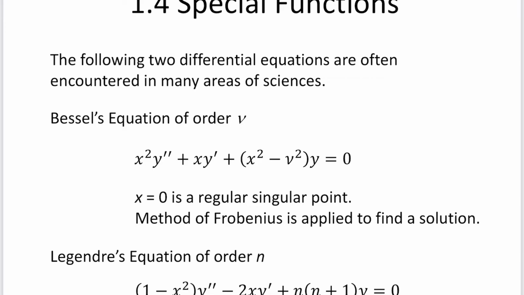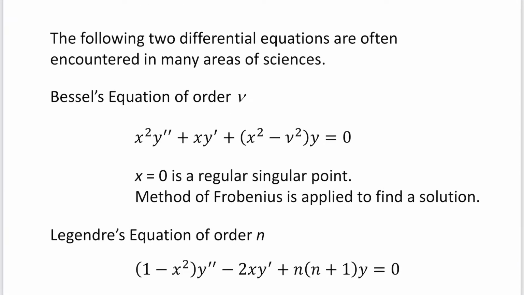Bessel's function is a solution of Bessel's equation of order nu, x squared y'' plus xy' plus (x squared minus nu squared) times y equals 0. You can easily recognize x equals 0 is a singular point, because if we change this equation into the standard form, we can easily find x equals 0 is a singular point. Also, you can apply the method we learned in the last lectures. x equals 0 is a regular singular point. Then we can apply the method of Frobenius to find solutions.